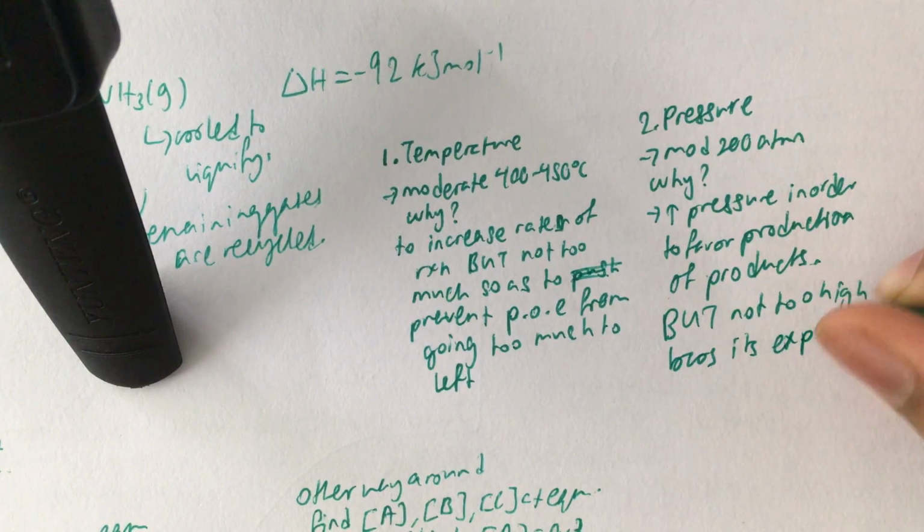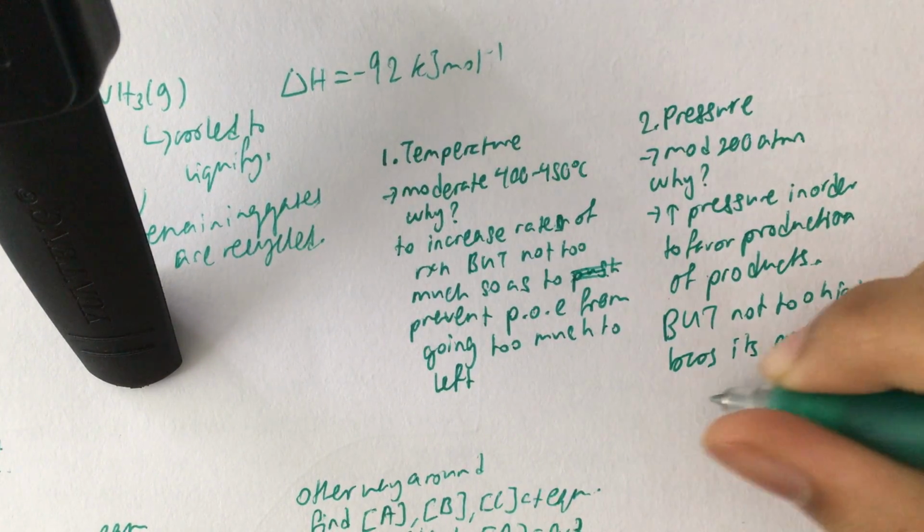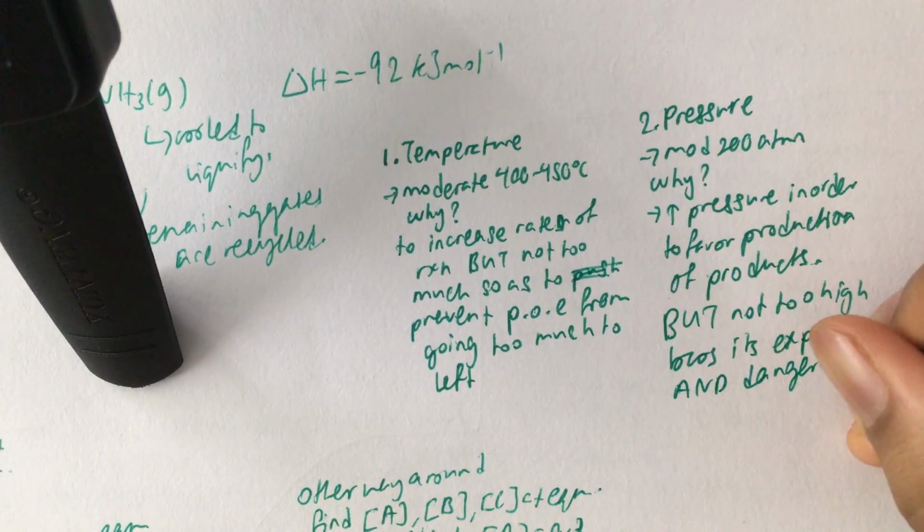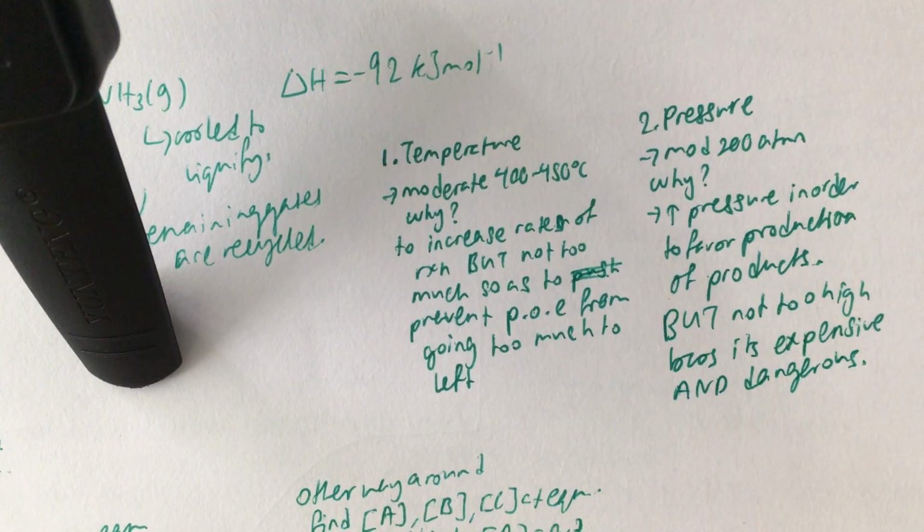So the pressure is way higher than normal atmospheric pressure, and this allows the reaction to be pushed forward, like the position of equilibrium goes towards ammonia. But at the same time, it is not so high that the industry cannot manage the whole reaction. Yeah, that's why the pressure is at 200 atm.